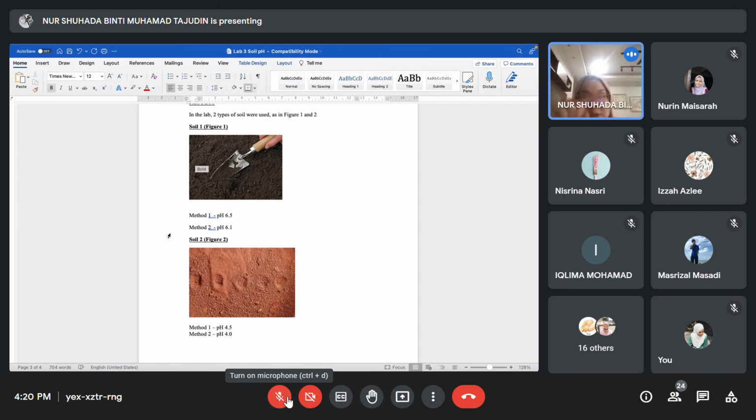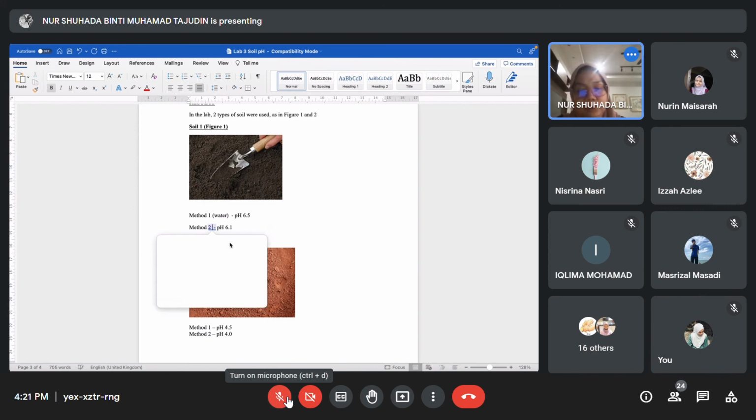We have two types of soil. One is soil one. I name it as soil one. Number two is soil two. So method one, which is the water. Okay. Method one, we use the water. Remember, the reading is 6.5. Method two, which uses the CaCl2, gives the reading of 6.1.